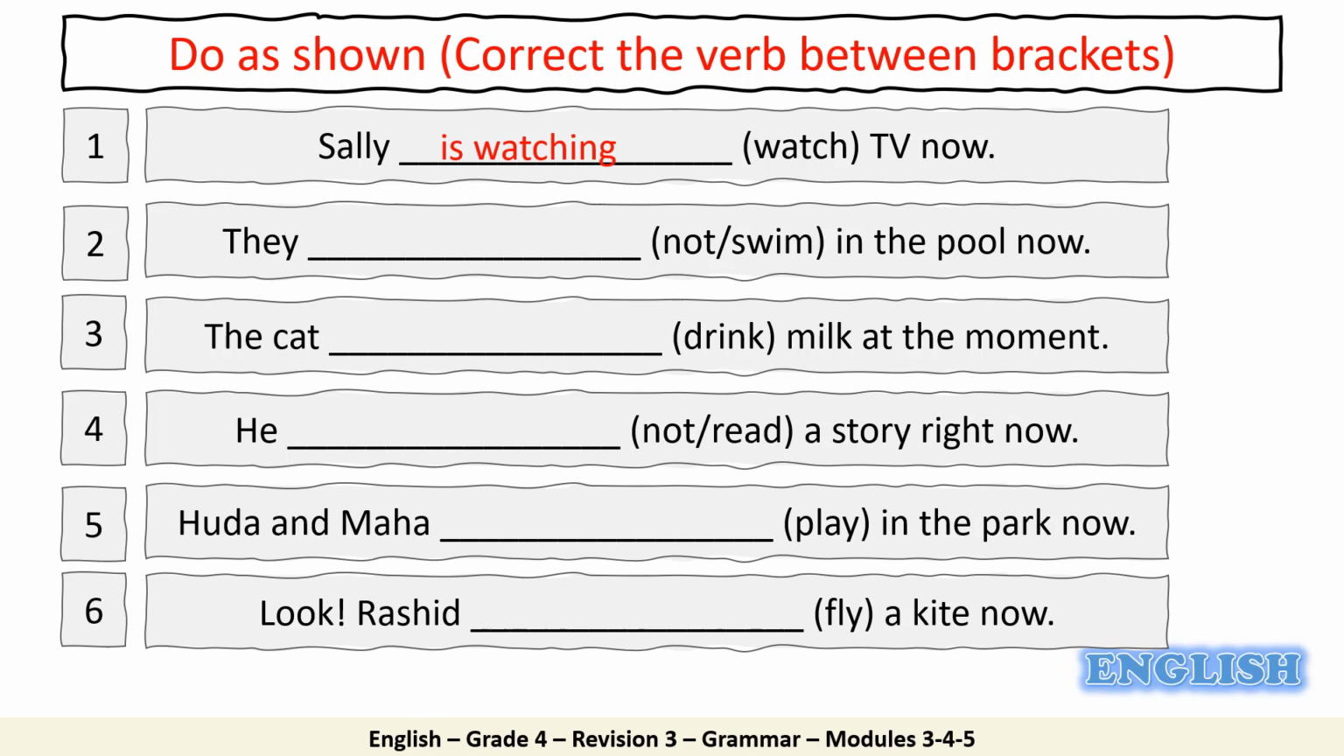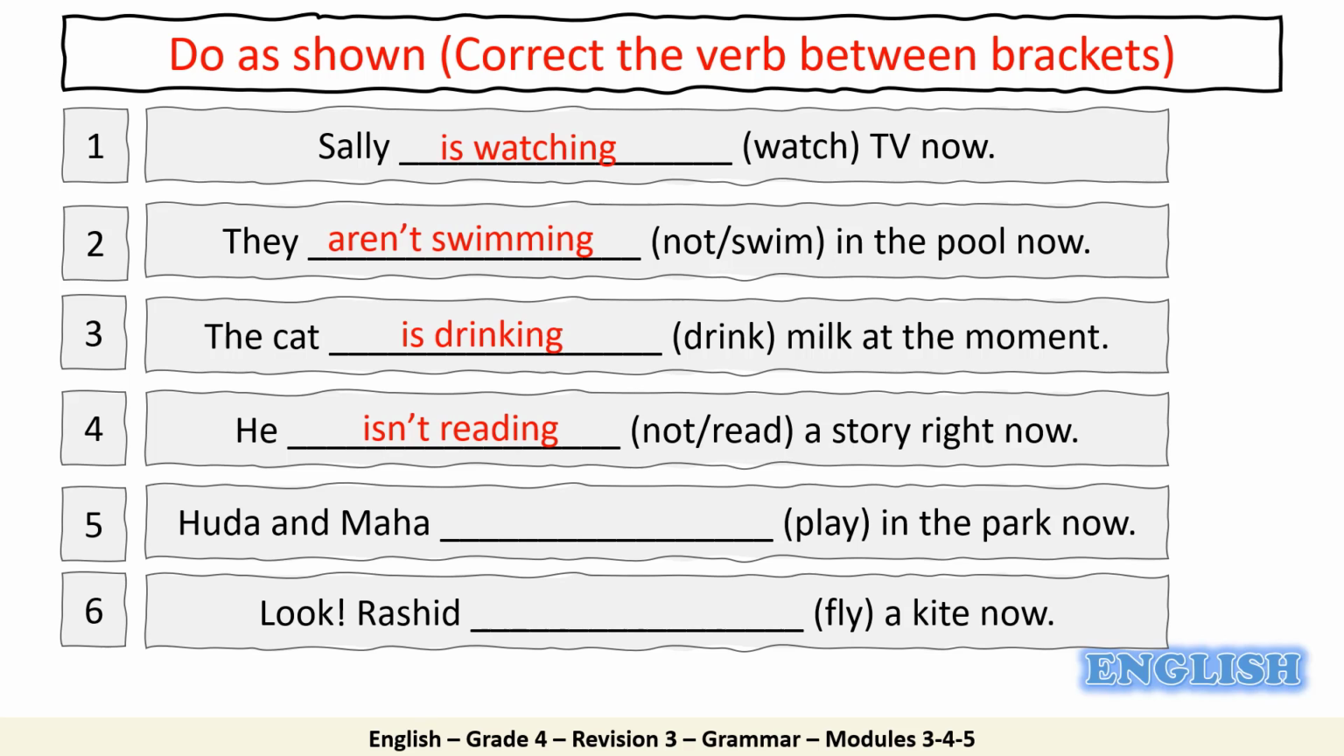Number 2. They not swim in the pool now. They aren't swimming in the pool now. Number 3. The cat drink milk at the moment. The cat is drinking milk at the moment. 4. He not read a story right now. He isn't reading a story right now.